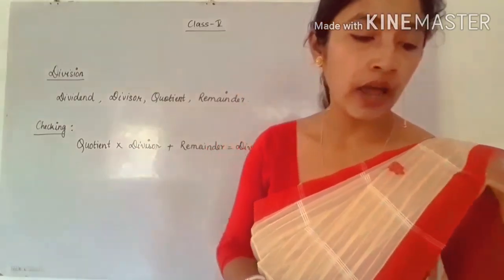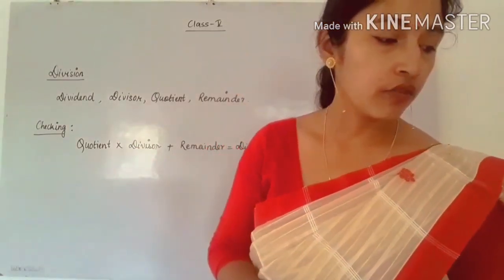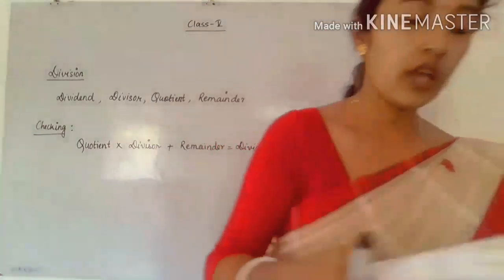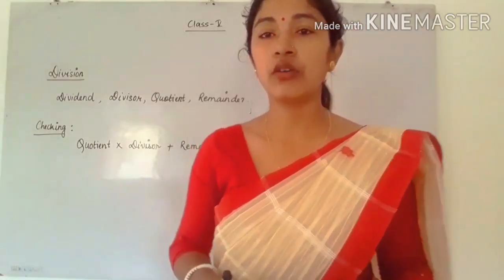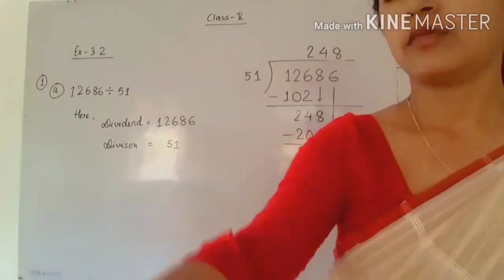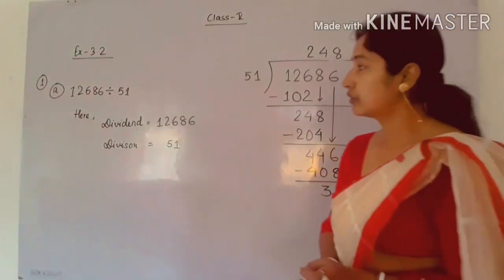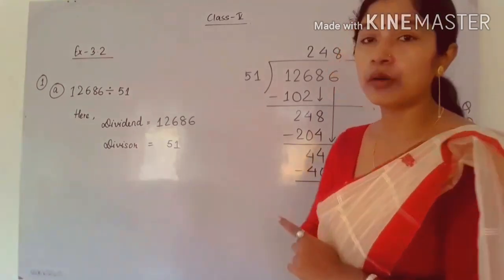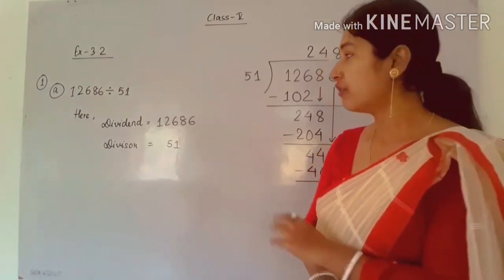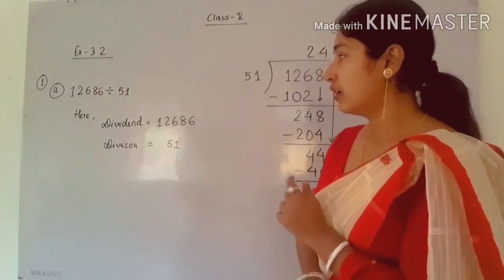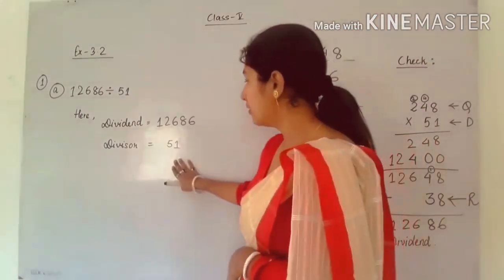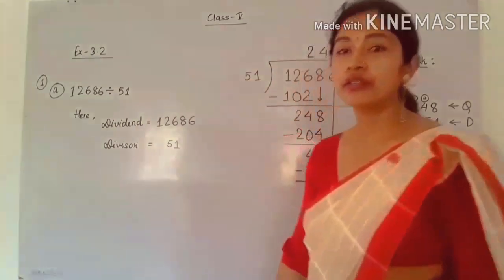Here I am going to do the questions from exercise 3.2. Question number 1: you have to divide and check your answer by this method. So let us do it. I have to divide a 5-digit number by 51. First of all we will write the dividend. The dividend is the 5-digit number 12,686, and our divisor is 51. So here is the division process.